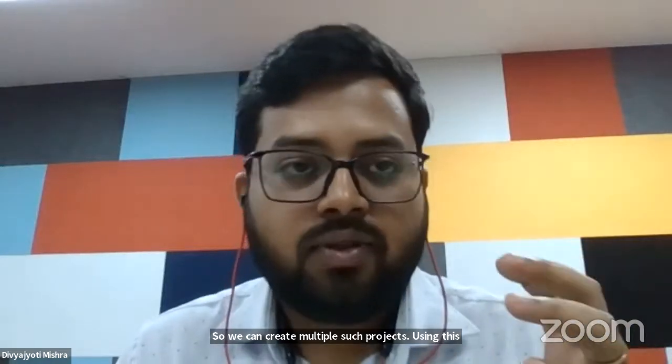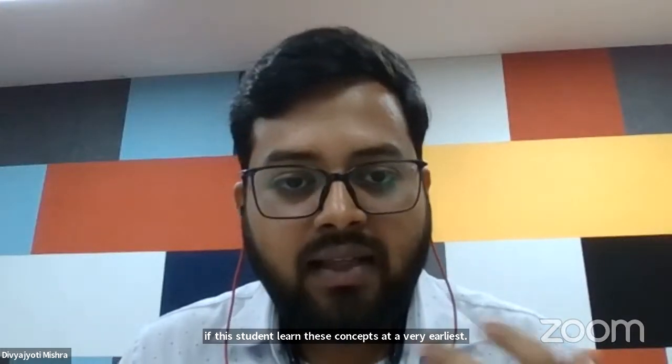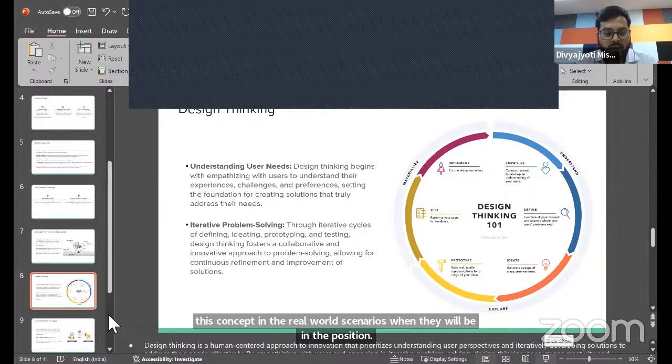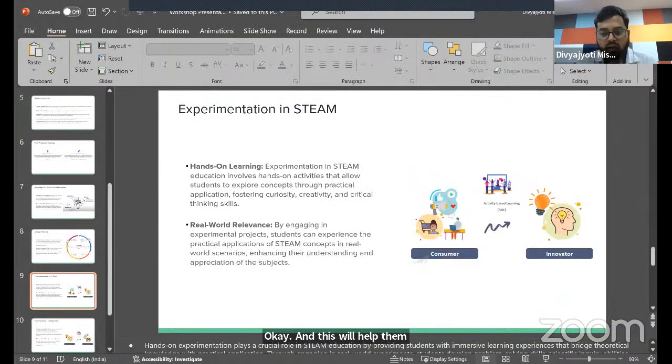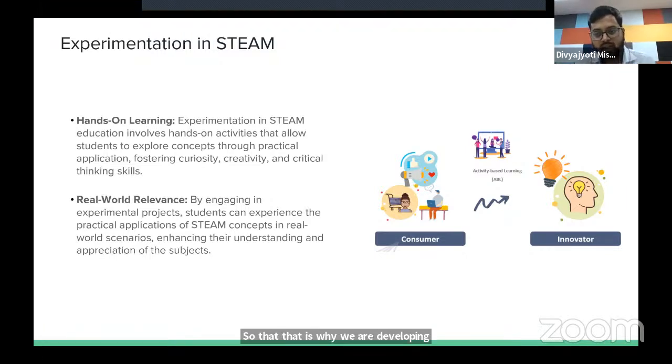Now, if students learn these concepts at a very early age, right, what will happen? They can apply these concepts in real world scenarios when they are in the position of solving any critical problem. Okay, and this will help them in understanding and applying those concepts. They can have growth in their organization. So that is why we are developing this process, this understanding.